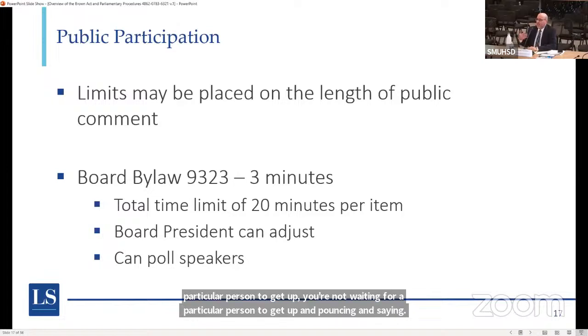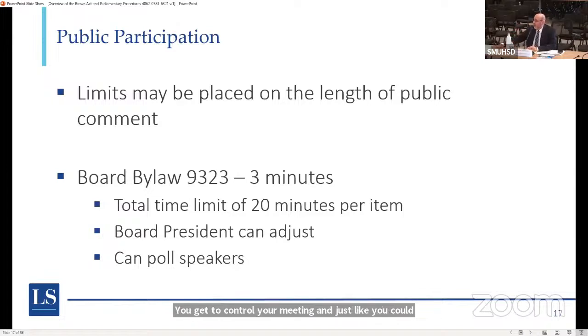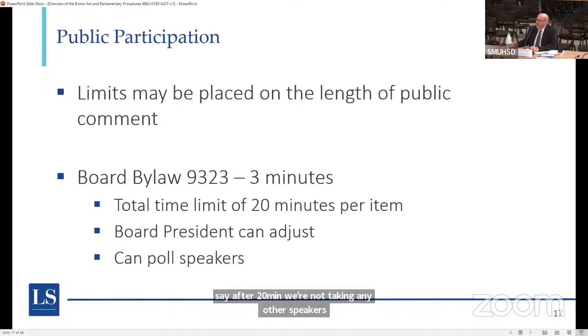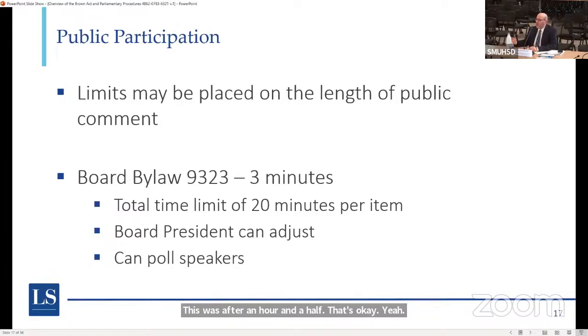And just like you could say after 20 minutes, we're not taking any other speakers. So at that point, you're totally cutting off somebody's time. Well, this was after an hour and a half. That's okay. But as long as you're doing it even-handedly and you're applying, and you can see this theme through everything we're saying, you always have to do it equally for everybody, whether they're supporters of the district, detractors of the district. And so I don't think there's anything wrong with that.